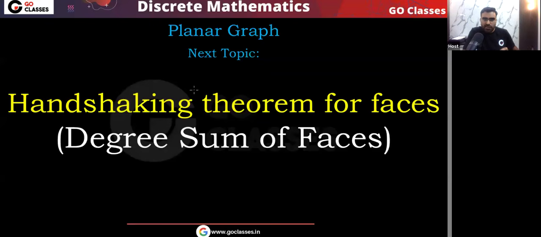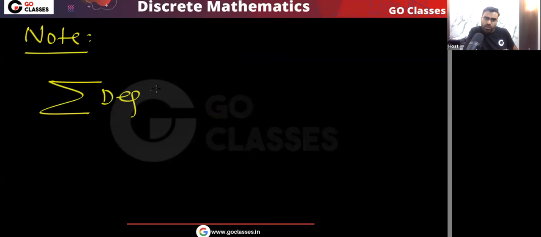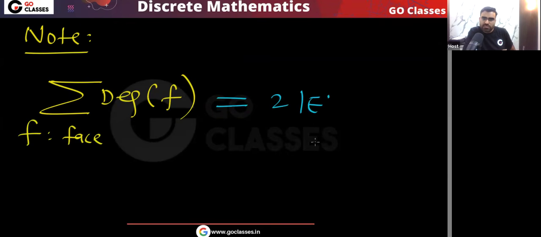Now we will see if we do the summation of degree of all the faces, then what we will get. This is a very simple result, let me tell you. Note that if you do the summation of degree of all the faces, where f is a face, then you will get twice the number of edges. And very easily you can prove it.